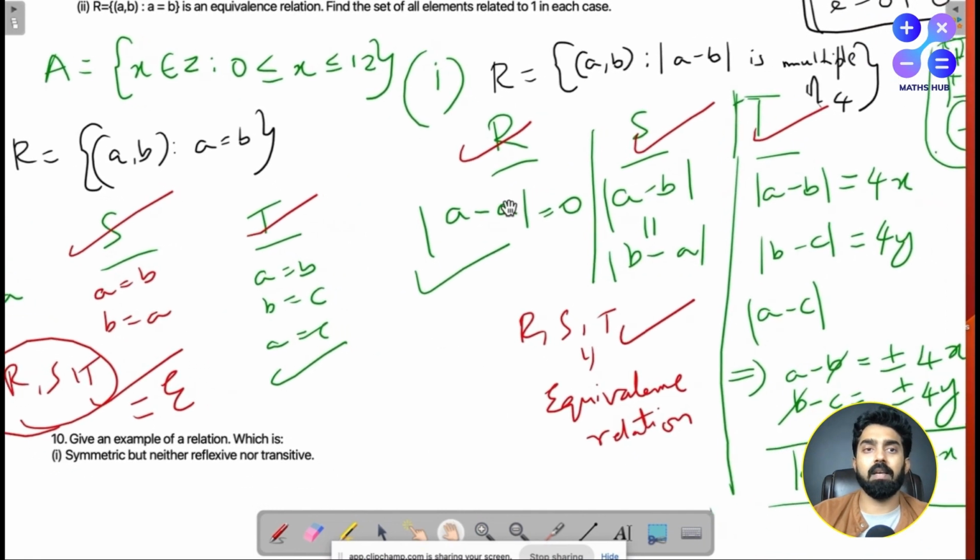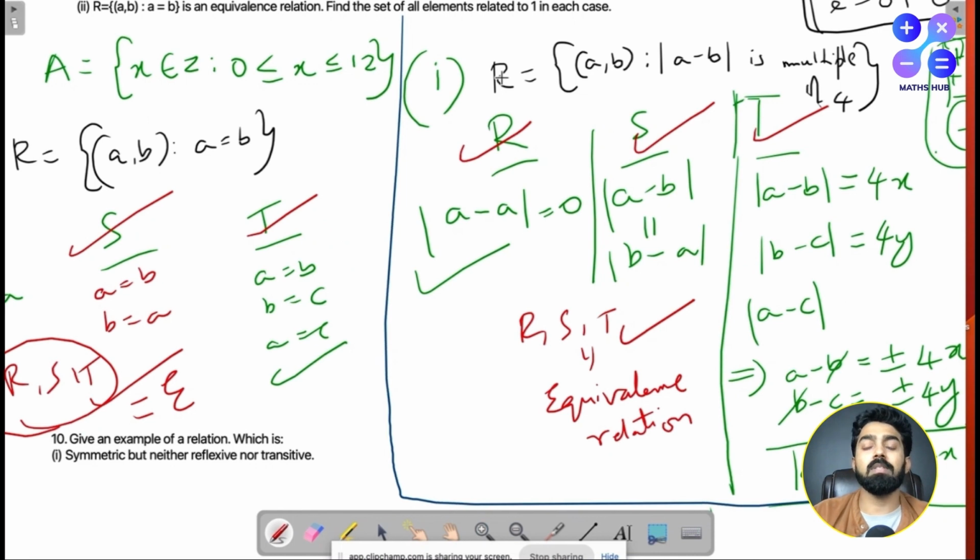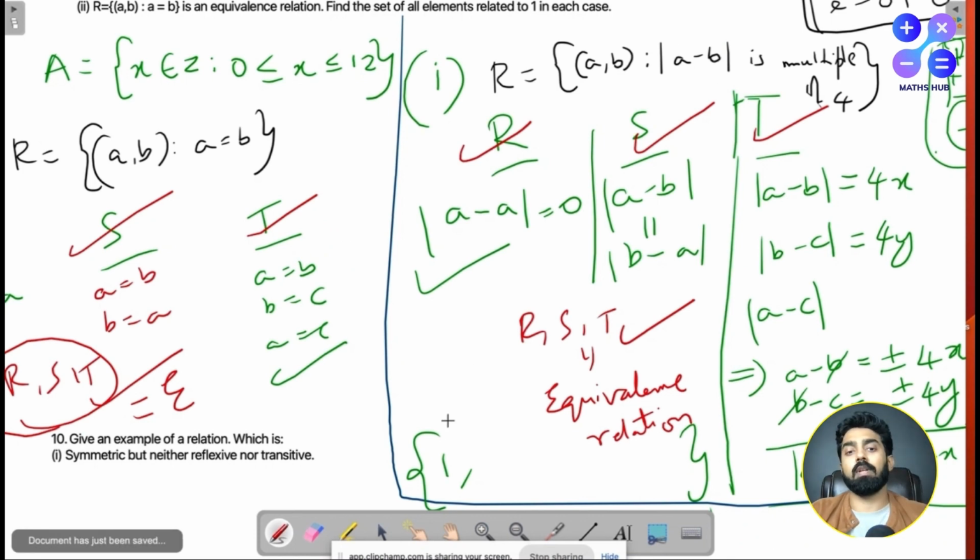In the first case, we need to find the set of elements related to 1. So if A is 1, you need to find a set basically, the set of all elements related to 1. If 1 is here, you would need the other number to be 5, right? So if it has to be a multiple of 4, you need it to be plus 4, right? So 1 comma 5, and the next one would be 9, right? 1 minus 9 is minus 8, but mod is 8.